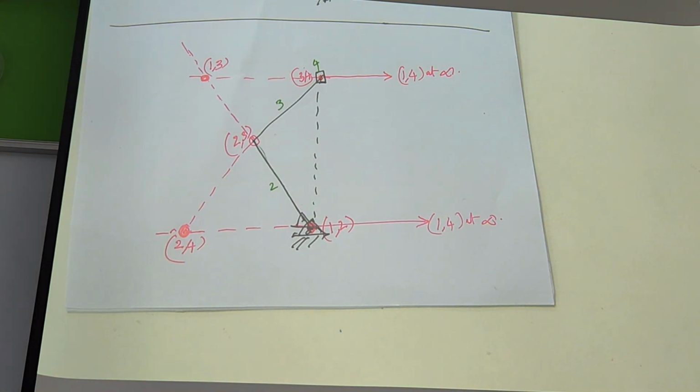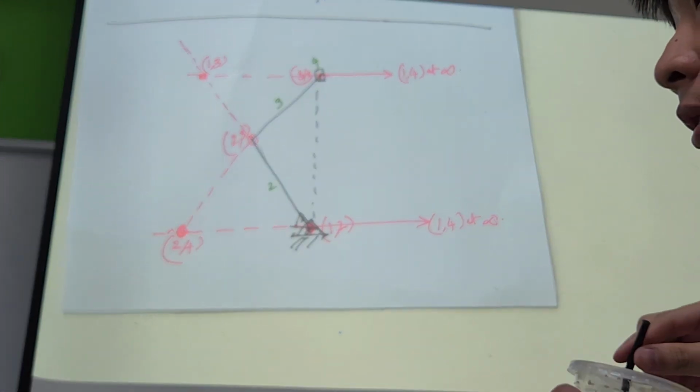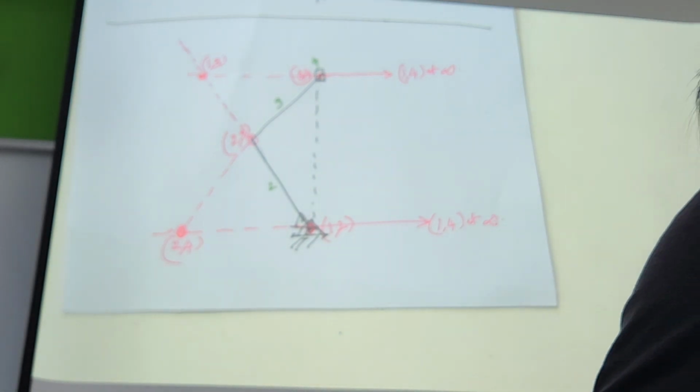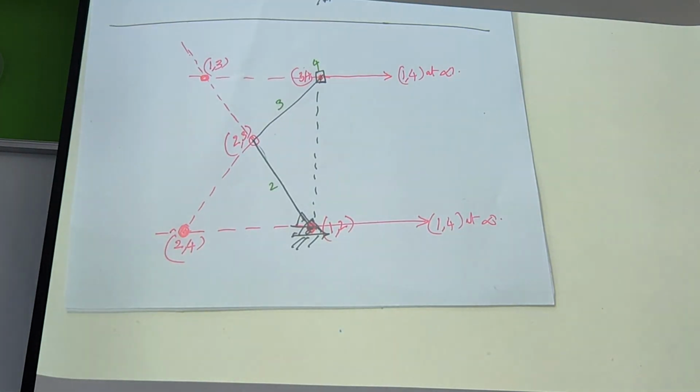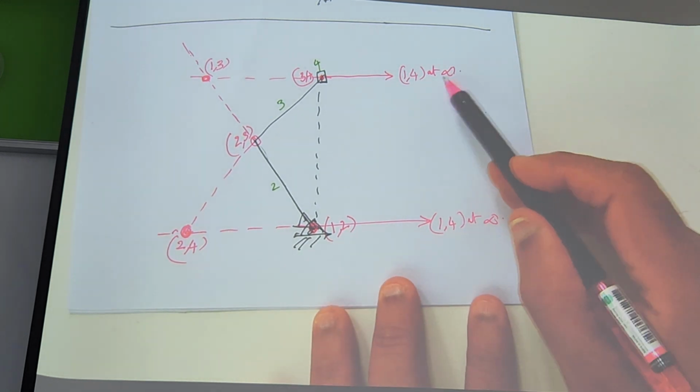Okay, show all ICs. You need to show like this, all the ICs. 1 to 4, you need to show here.